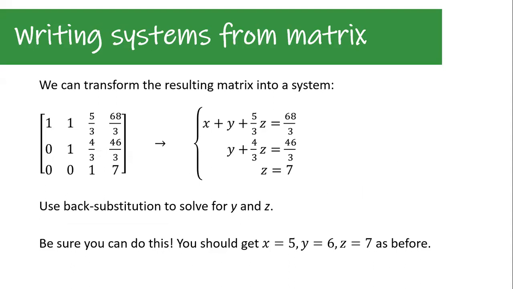Now, we can work backwards, as I was saying, to turn this matrix back into a system. Remember that these are the coefficients for X in this first column. These are the coefficients for Y, and these are the coefficients for Z. Well, these numbers are on the other side of the equal sign. So we have Z equals 7 because these are zeros and this is a 1. So Z equals 7. Y plus 4/3 Z equals 46/3. And X plus Y plus 5/3 Z equals 68/3.